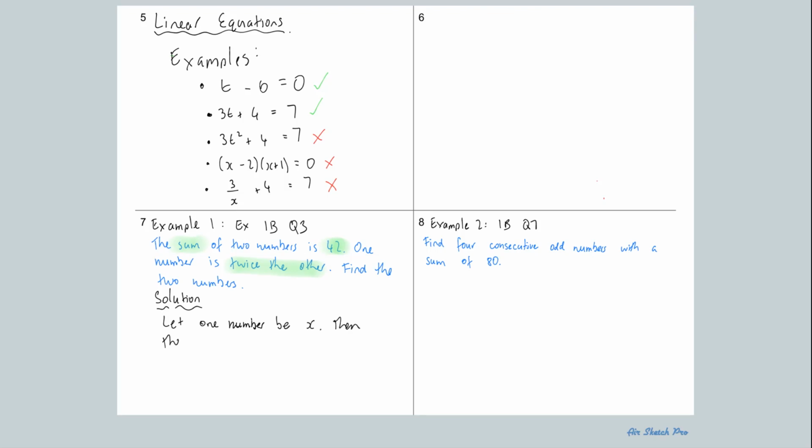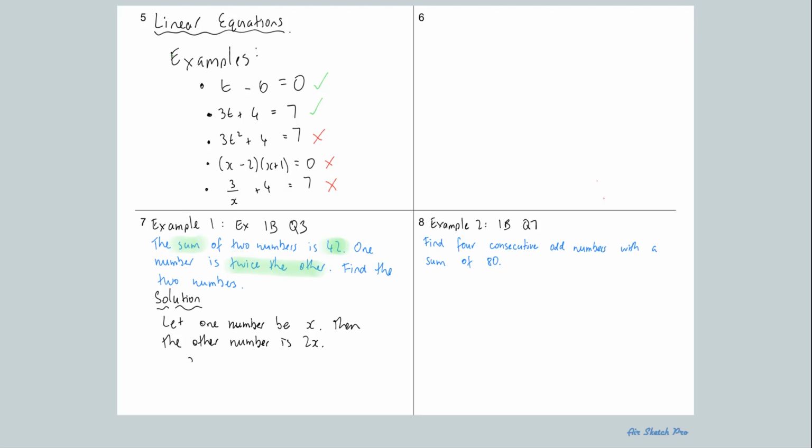Then the other number is twice that, so 2x. It's really important that you have some statements declaring what you're about to try and figure out. Let's use the other fact, which is that the sum of the two numbers is 42. You're in trouble if you don't know that sum means the result from adding, but that's what it does mean.